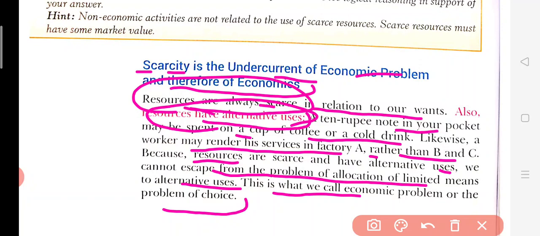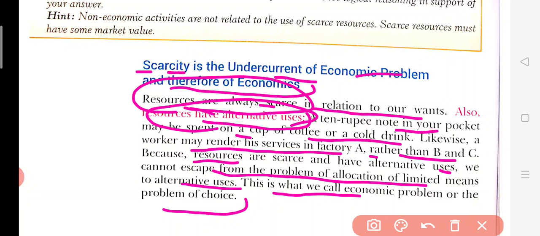Suppose you have only 10 rupees, so this is a limited resource. Now what can you buy? Either coffee or a cold drink. If you spend on coffee, then you cannot get the cold drink. So you'll have to think rationally about which thing satisfies you the most, and then spend the money.